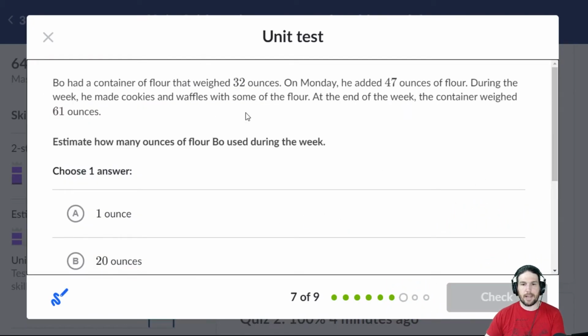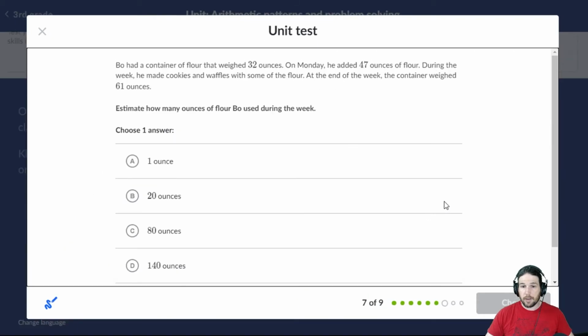Bo had a container of flour that weighed 32 ounces. On Monday, he added 47 ounces of flour. During the week, he made cookies and waffles with some of the flour. At the end of the week, the container weighed 61 ounces. This is definitely a time, if you're watching on YouTube, that I strongly recommend pausing, because this one might take a little bit of parsing.